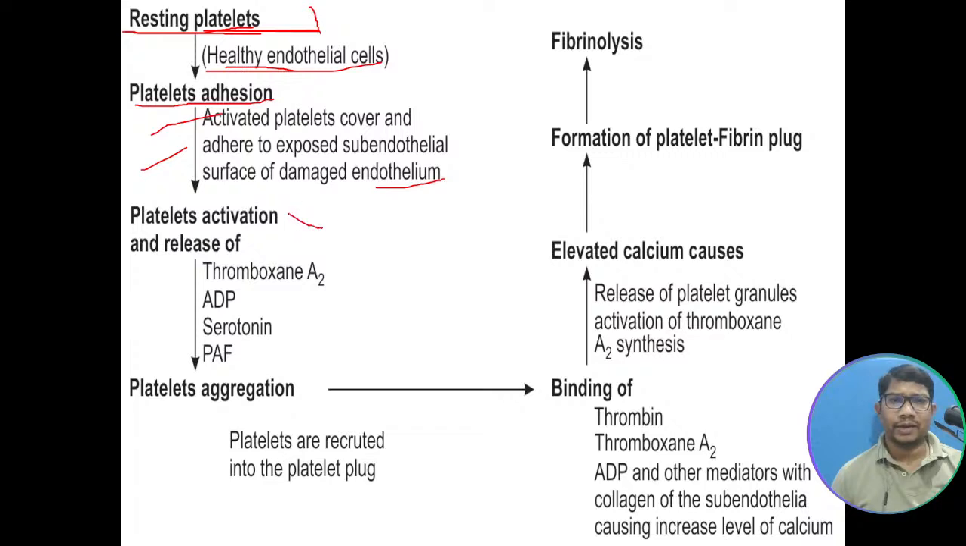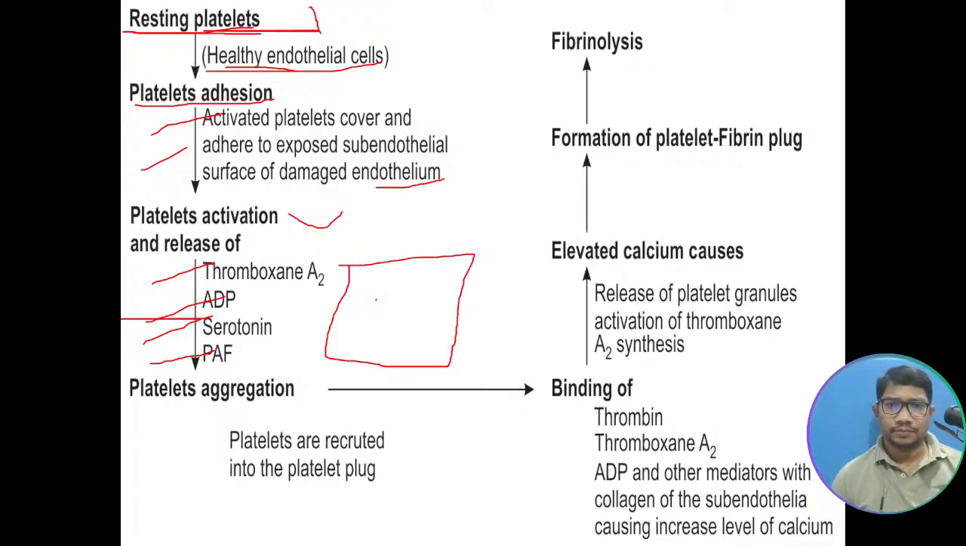What will the platelets do? They get activated and release chemicals like thromboxane A2, ADP, 5-HT serotonin, and platelet activating factor. All these chemicals are responsible for platelet aggregation. These factors promote platelet aggregation: thromboxane A2, ADP, serotonin, platelet activating factor. That leads to platelet aggregation, and more platelets are recruited into the platelet plug.